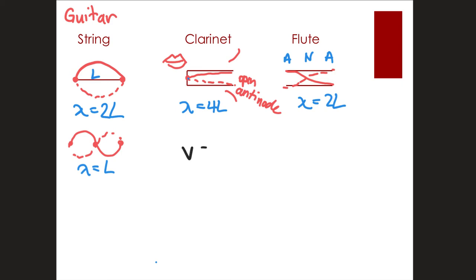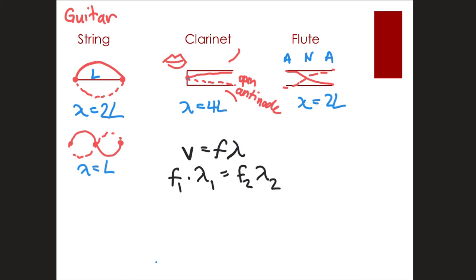Now we know v equals f lambda. That's our wave equation. And the speed of the wave is actually dependent on the medium, not its frequency or wavelength. So in this case, if I look at the very first one, the frequency of the first one times the wavelength in the first case is going to have to equal the frequency in the second case times the wavelength in the second case.